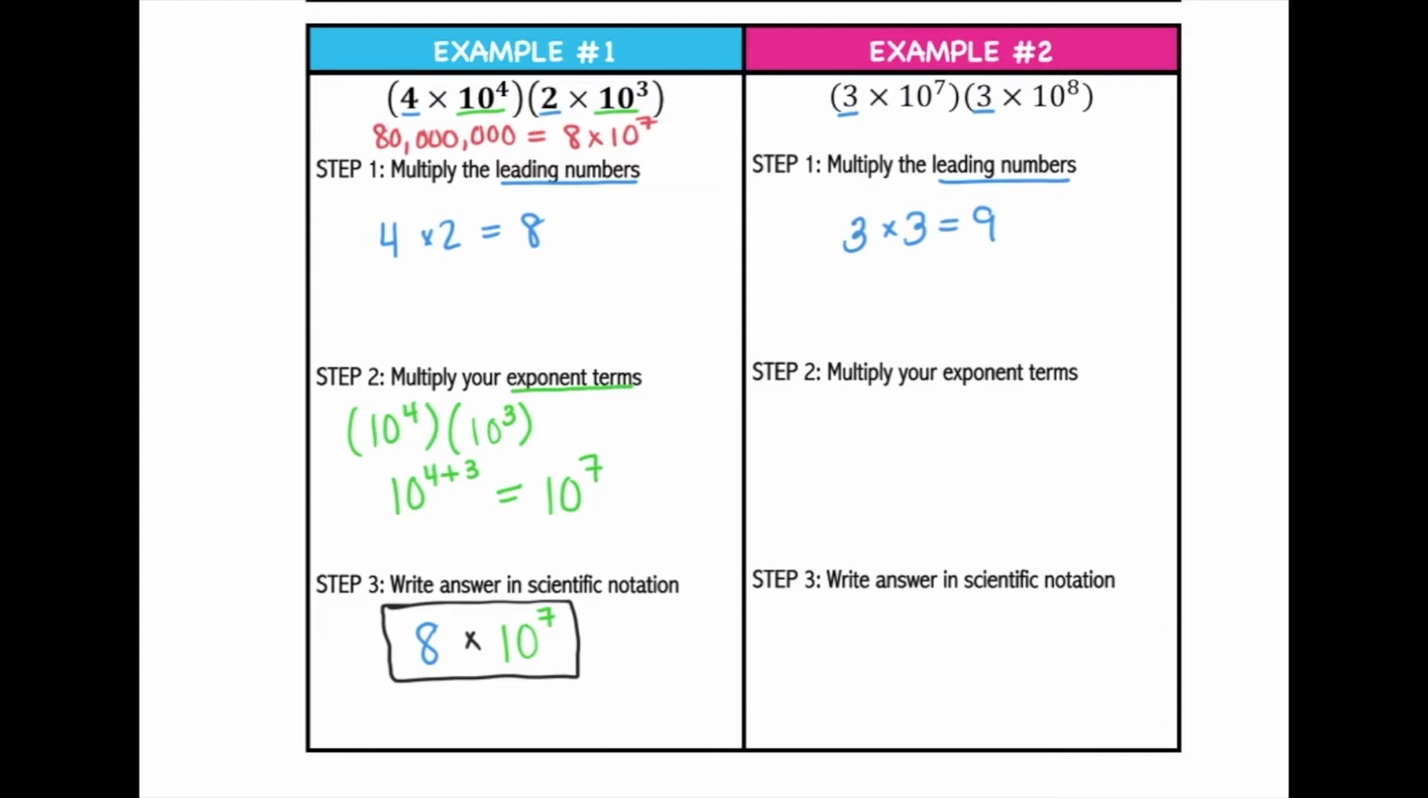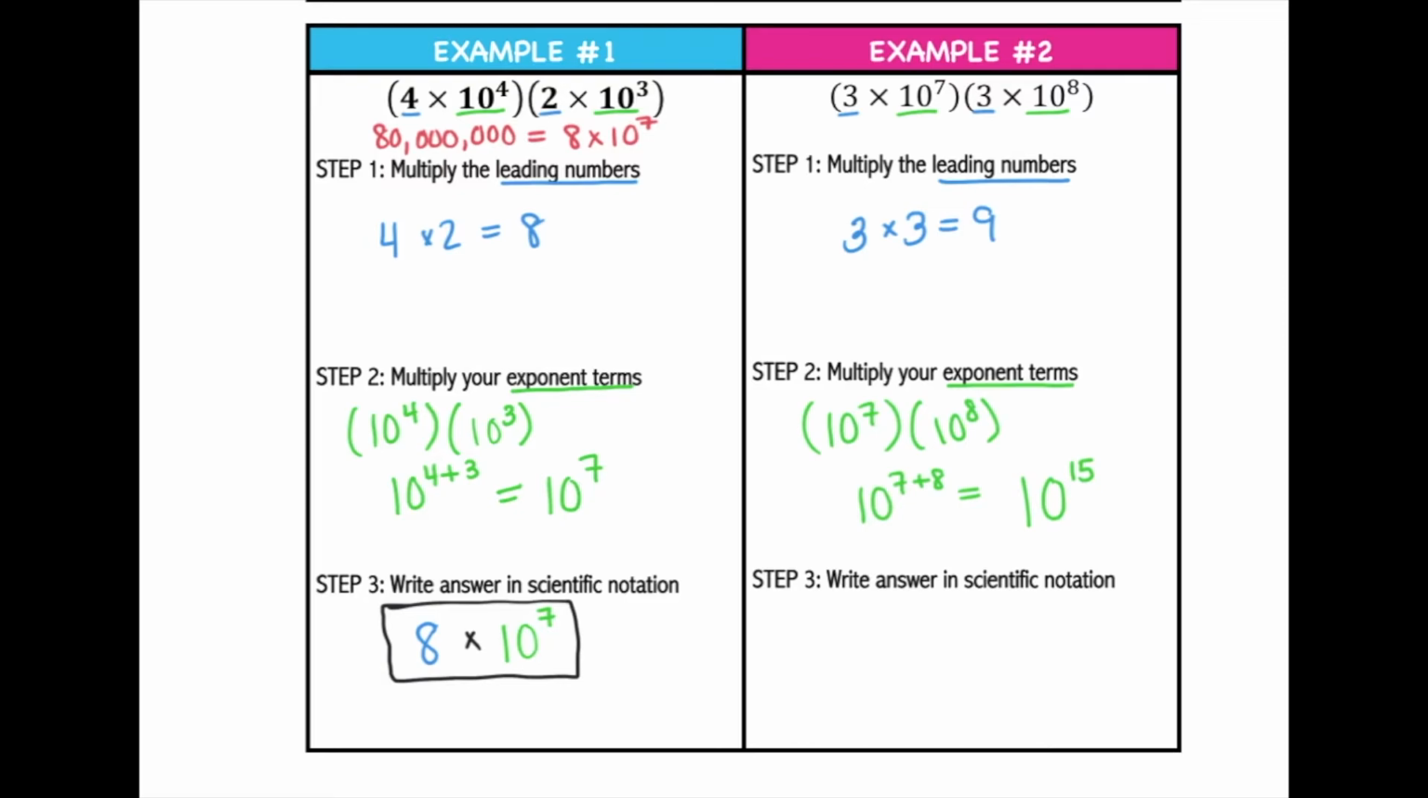Then we're going to multiply our exponent terms. So we're going to multiply 10 to the 7th power times 10 to the 8th power. So you'll keep the base and add the exponents. So you'll get 10 to the 15th power.